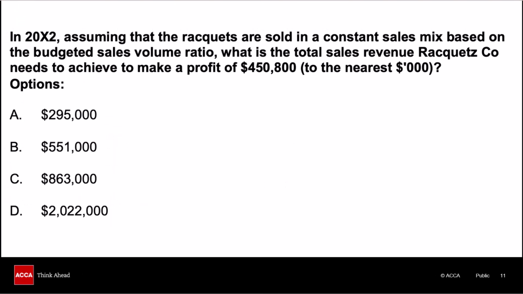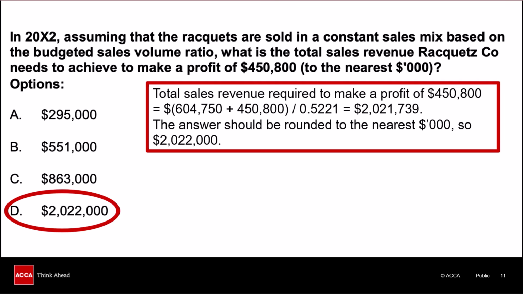Now the next question we're looking at is from the performance management syllabus, specifically cost volume profit analysis. What they're requiring here is to find the total sales revenue that's needed to make a profit of $450,800. We've got 4 options here. Now the answer is D, where you're going to take the profit, add it to the fixed costs and divide by the contribution sales ratio.